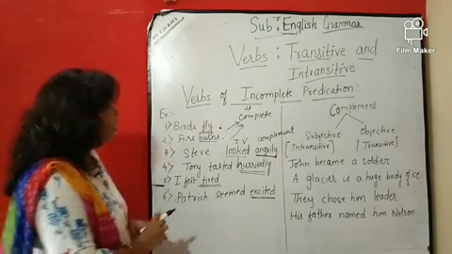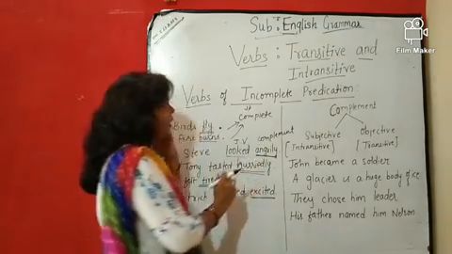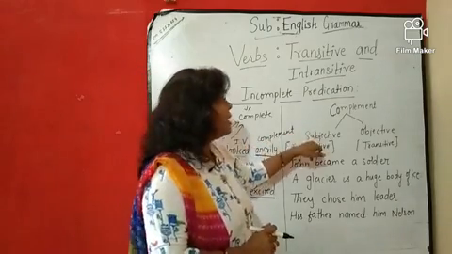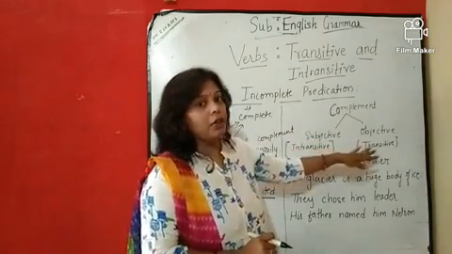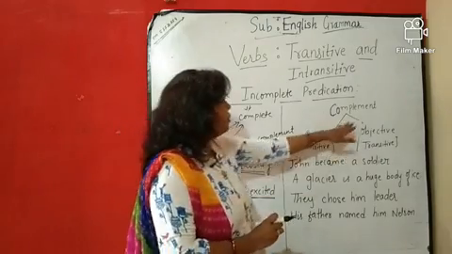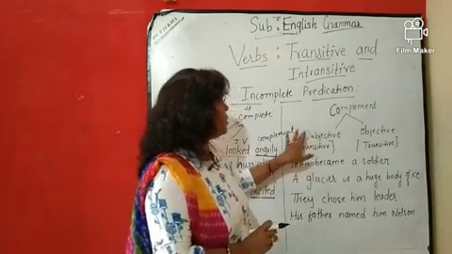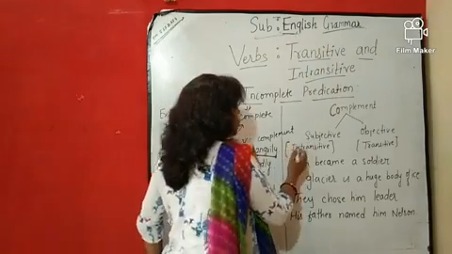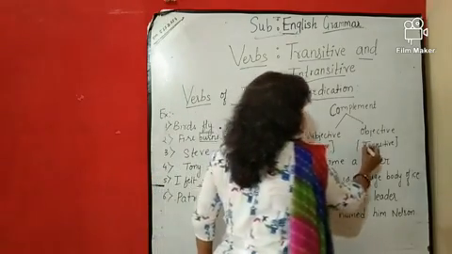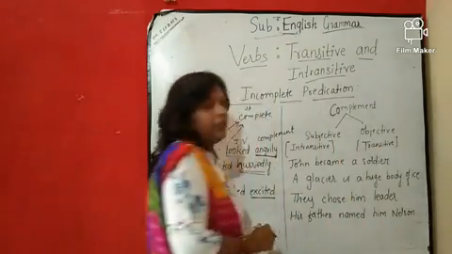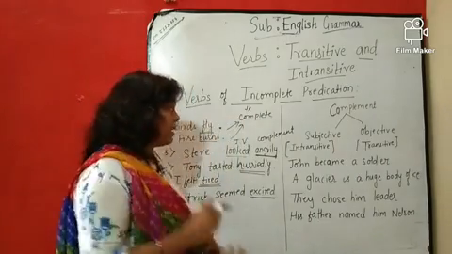Now see, again complements are of two types: subjective complement and objective complement. For subjective complement, किसके लिए यूज होता है? Intransitive. Objective complement किसके लिए यूज होता है? Transitive के लिए. Okay, let's see some examples for that one.